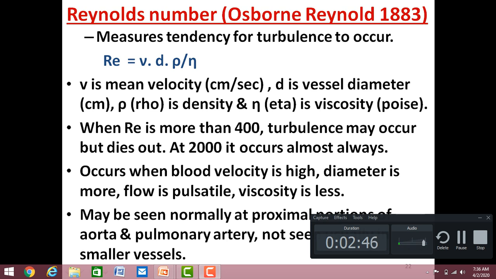Now this means that whenever the velocity of blood is very high or the diameter is more and the flow is pulsatile and viscosity is less because it is inversely proportional, all these factors will increase the likelihood of streamlined blood flow to become the turbulent blood flow.